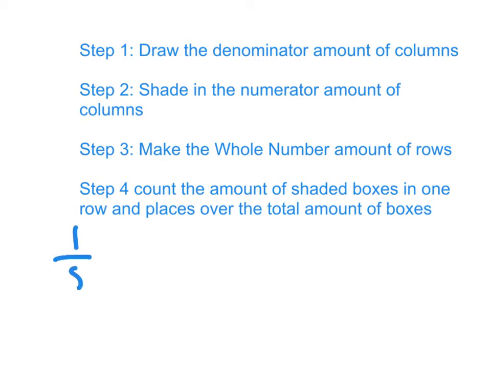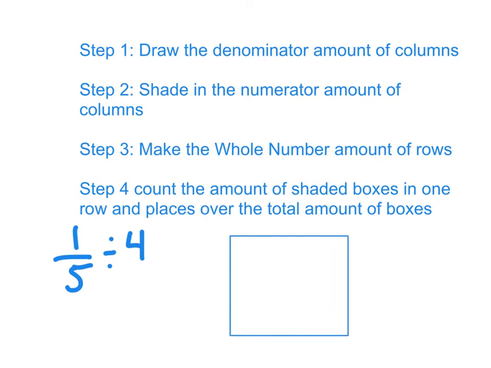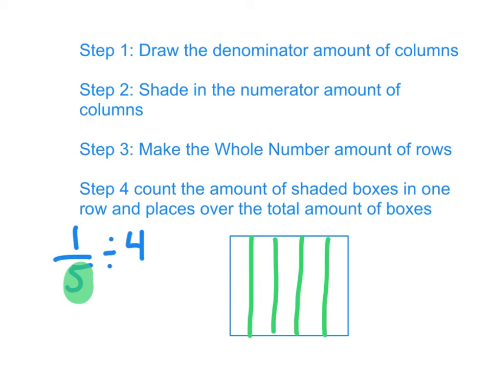If I have 1/5 divided by 4. So step 1, first I'm going to make a box and follow my steps now. Step 1, draw the denominator amount of columns. Well, my denominator is 5, so I'm going to draw 5 columns. Okay. Step 2, shade the numerator amount of columns. My numerator is 1, so therefore I'm going to shade 1 column.